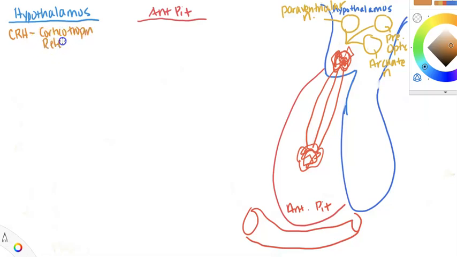Corticotropin releasing hormone. So CRH goes into the capillary bed 1, travels down here to the capillary bed 2, and it will stimulate a corticotrope. And that corticotrope will dump ACTH into the blood.